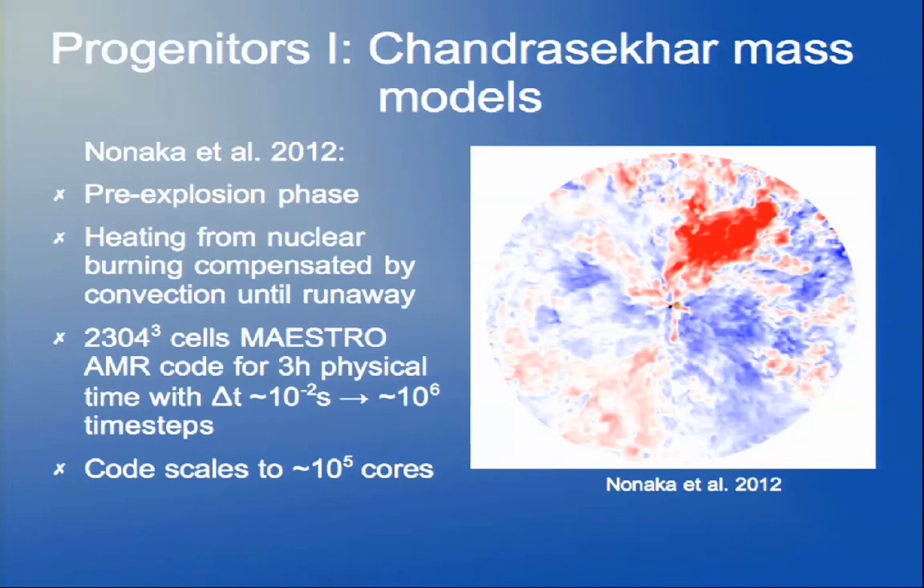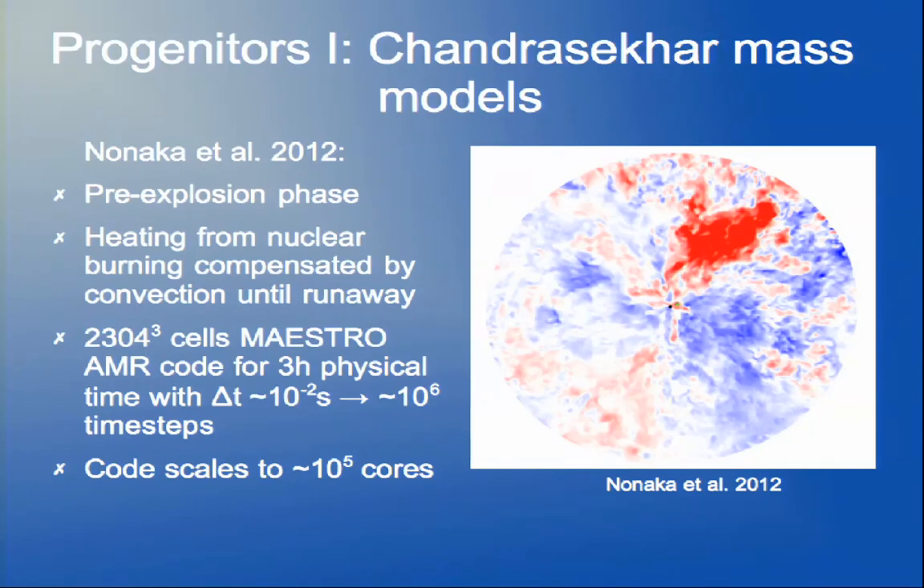So from this simulation, here you see a slice through a white dwarf. The red stuff is moving outwards. The blue stuff is moving inwards. Here's the center of the white dwarf, this black dot, and the green dot is where in this simulation they actually reach ignition. Okay. So this has been run with the Maestro code.